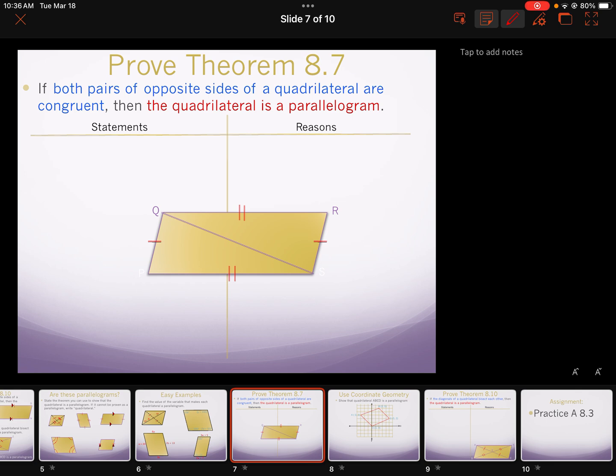So the blue words are going to be our given. The red words are what we have to prove. So we are given that segment QR is congruent to segment SP. Also, that's top and bottom congruent. We also know that segment QP, that's the left side, has to be congruent to segment SR. That's the right side.